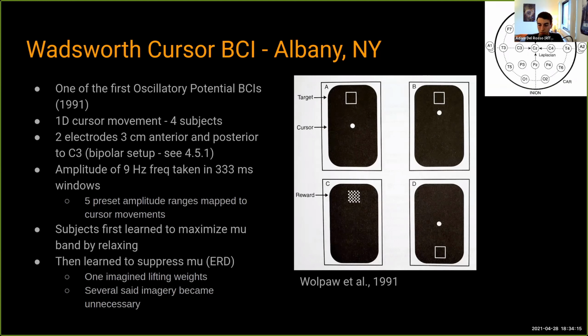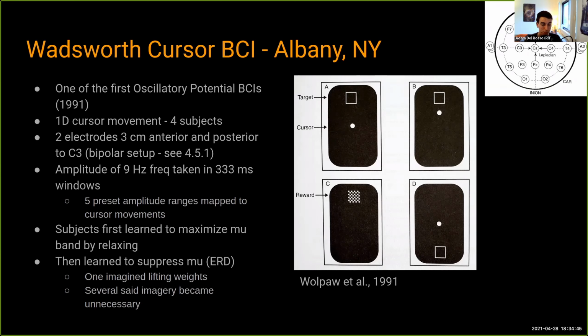And so in this case, I believe it was when you're relaxing, or that's what they trained the users to do, is relax. And that actually really raises the amplitude, the power in that band to its maximum. And I think in their case, it was moving the cursor upwards towards the target. And then the event-related desynchronization.